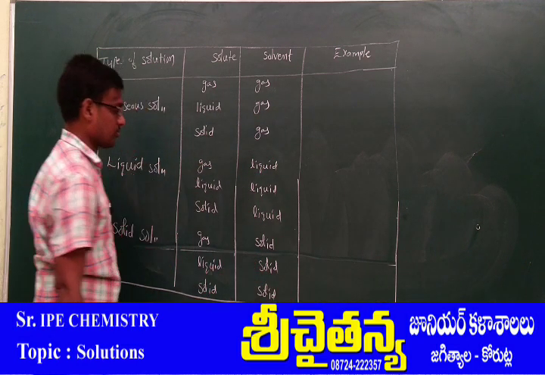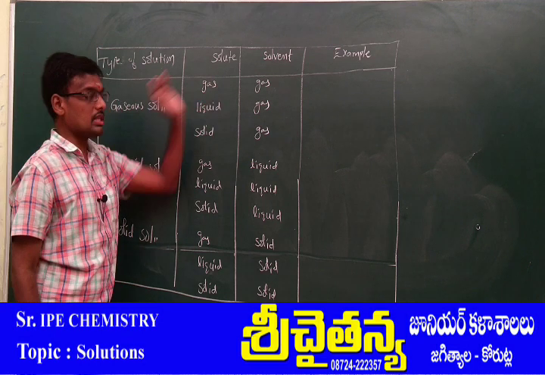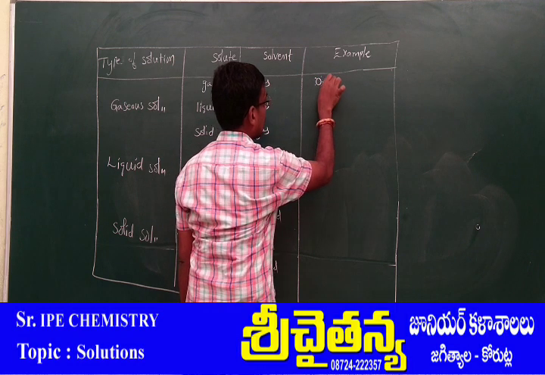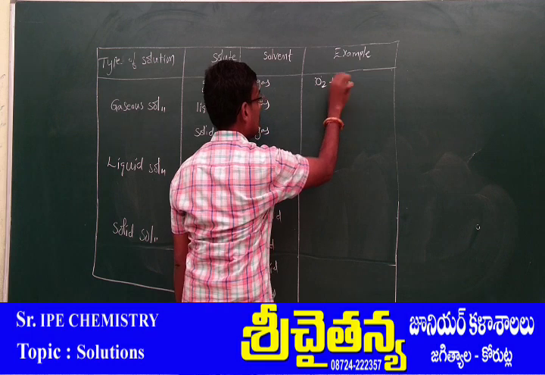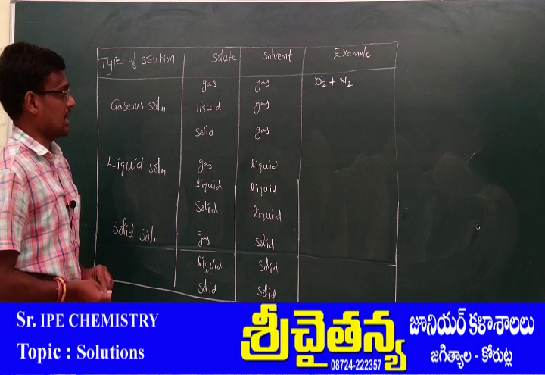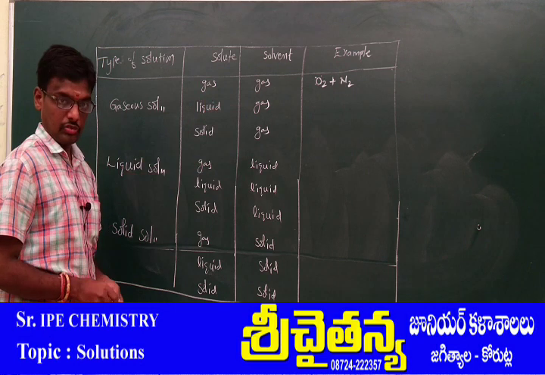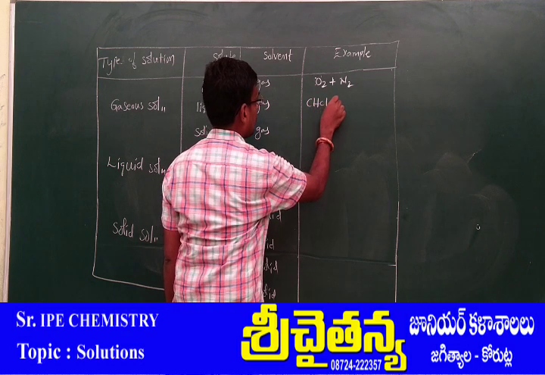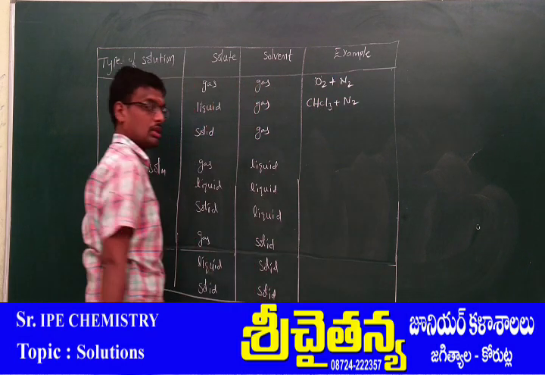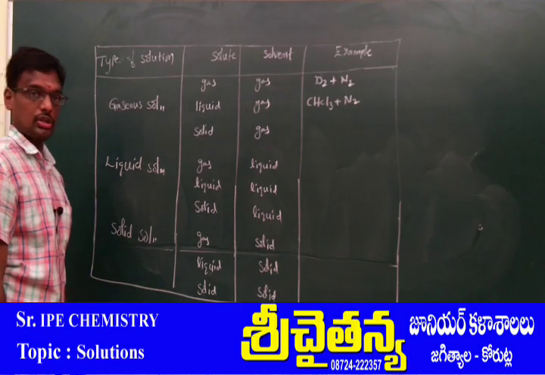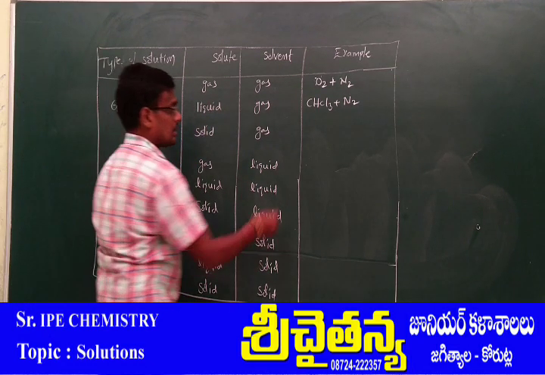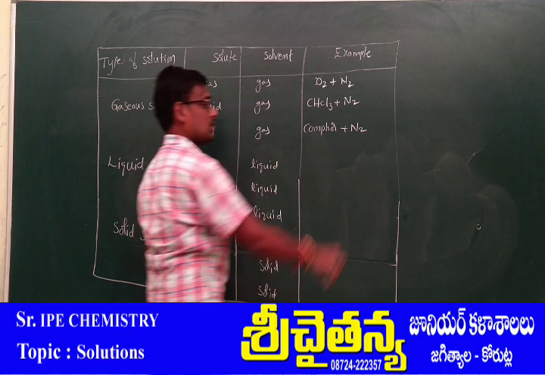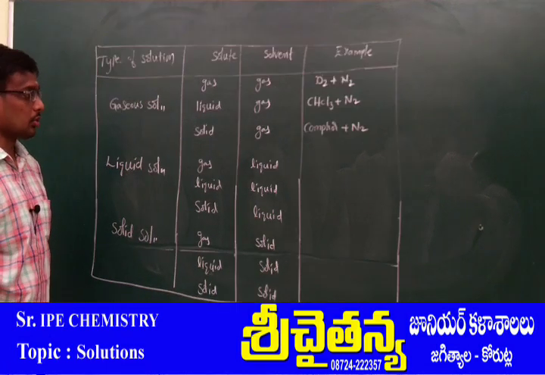In gaseous solutions, for example: a mixture of oxygen and nitrogen gas is gas in gas. Liquid in gas is chloroform with nitrogen gas. Solid in gas is camphor with nitrogen gas.